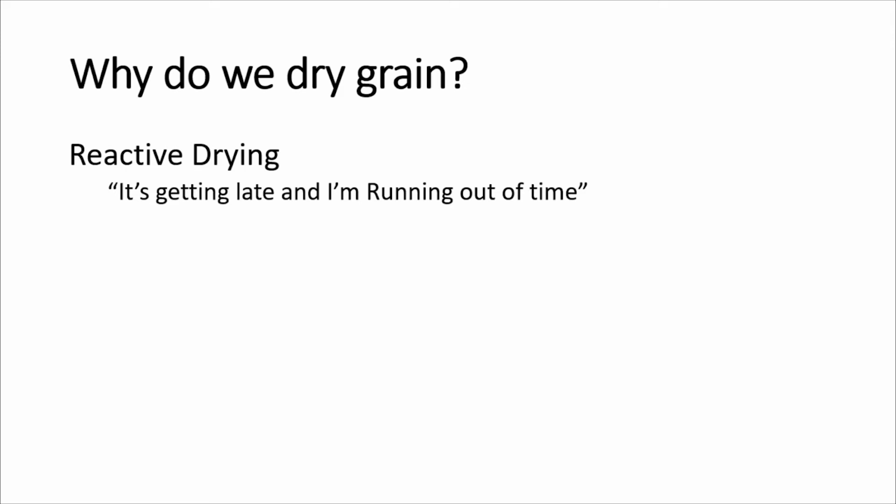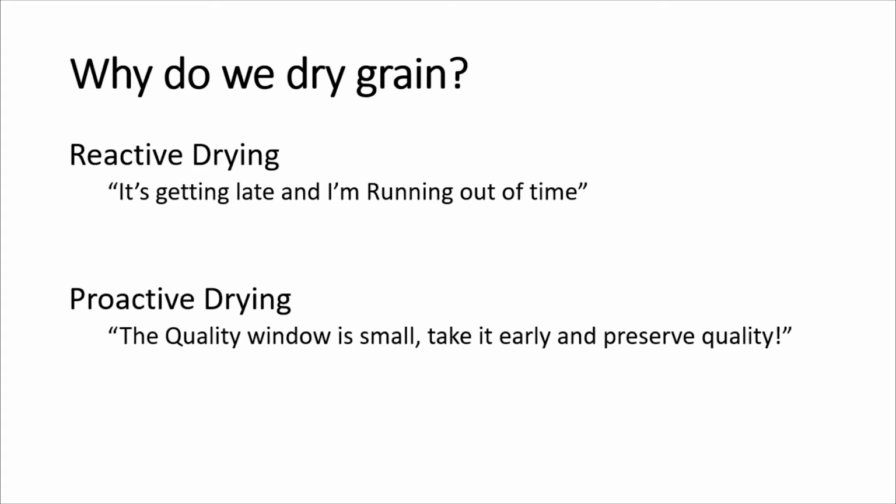Now, what Top Grade Ag is sort of trying to introduce is the concept of proactive grain drying. I guess with this concept, it's the thought process where the quality window is small, take it early, and preserve the quality. And it is a case that farming is getting more and more technical. The windows for applying your herbicides, for applying your fungicides, they're very small, but the quality window is probably the smallest out there. And it just seems that for the most part, we hold our breath and hope that we don't get the dews and we don't get the showers.